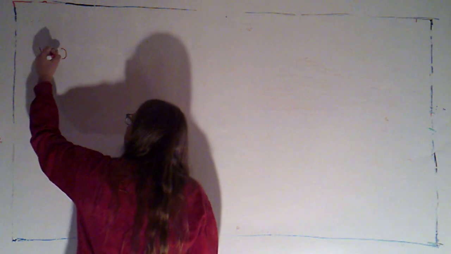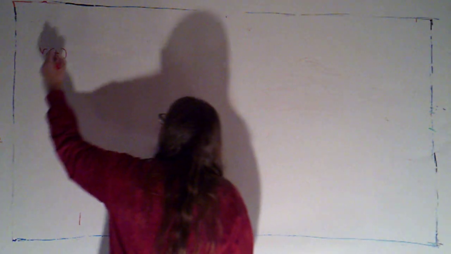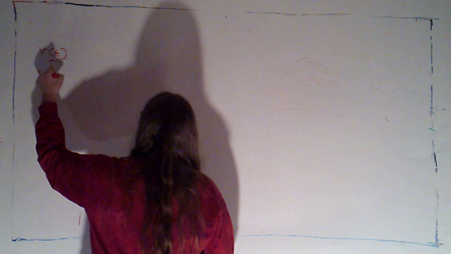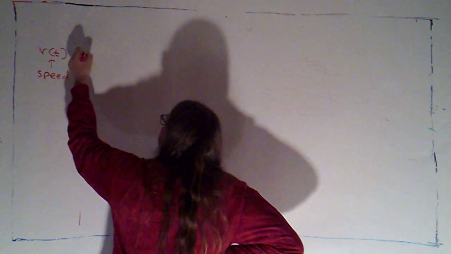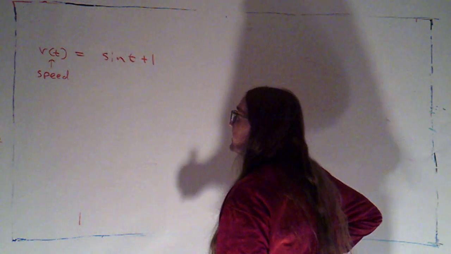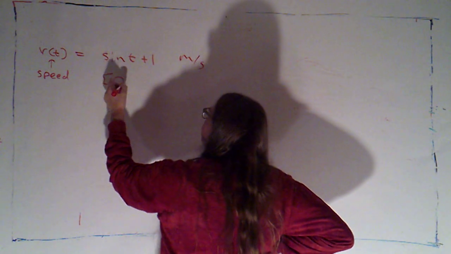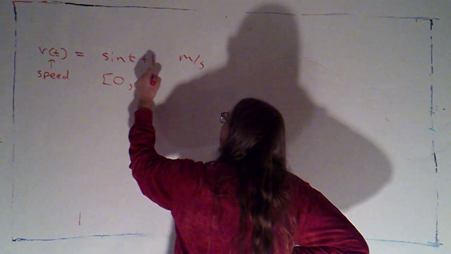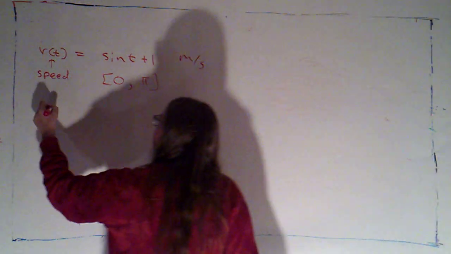Okay. So, let's suppose that we have a particle that's moving. And let's suppose, I am going to go ahead and use v of t just because that's going to be consistent with what the book is doing. But I'm just going to make a note that this is actually the speed, not just the velocity. Let's suppose that v of t is sine of t plus 1. And let's suppose that's in meters per second. And we're working over the interval from 0 to pi. Okay. And what I want to do is estimate the distance.